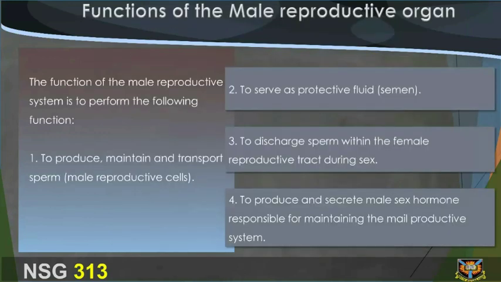Functions of the male reproductive organ. The function of the male reproductive system is to perform the following functions. 1. To produce, maintain, and transport sperm, the male reproductive cells. 2. To produce protective fluid, semen. 3. To discharge sperm within the female reproductive tract during sex. 4. To produce and secrete male sex hormones responsible for maintaining the male reproductive system.